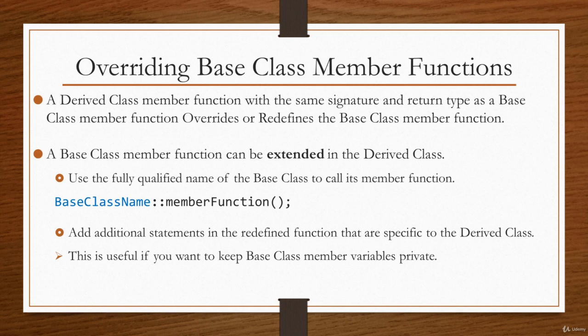Alright, so you have the base class name, the scope resolution operator, and then the member function that you want to call, and that will call the base class version of that function. And then you can add additional statements in the redefined function that are specific or specialized to the derived class. And of course, this is also useful if you want to keep base class member variables private instead of protected or public.